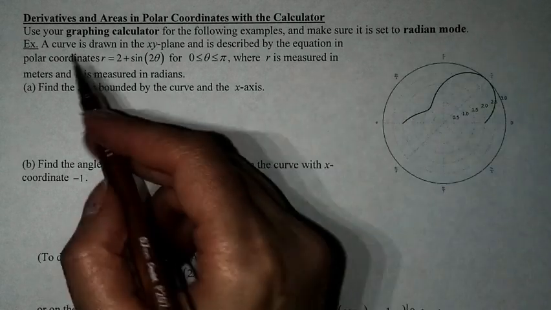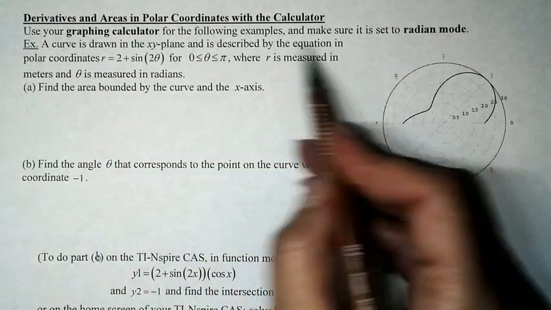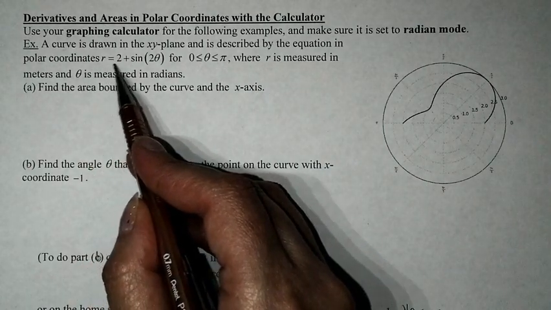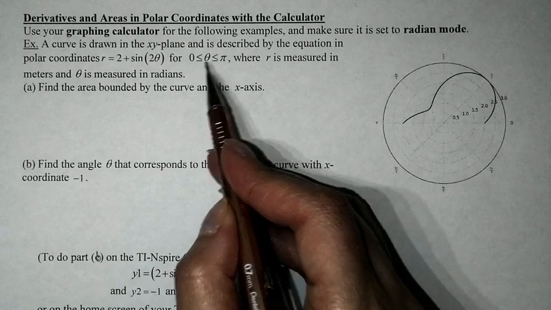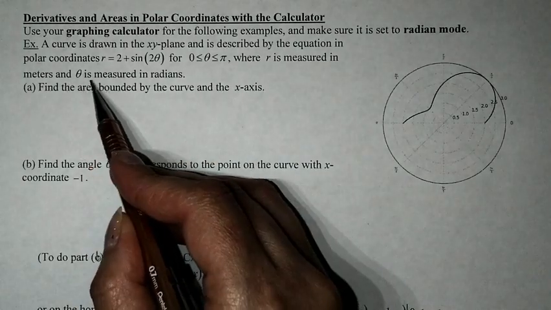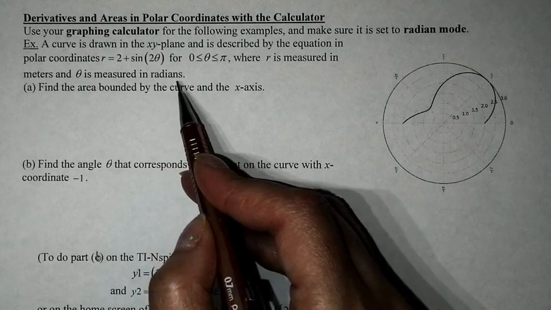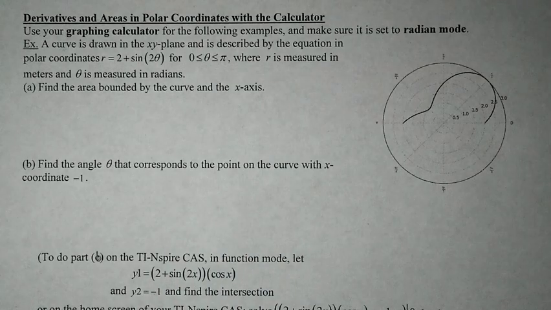So they tell you that a curve is drawn in the xy plane and it's described by the equation in polar coordinates r equals 2 plus sine of 2 theta for theta between 0 and pi, where r is measured in meters and theta is measured in radians, okay? So what do we have here? Stop there and let's analyze what we have.